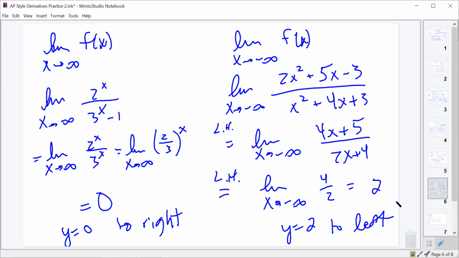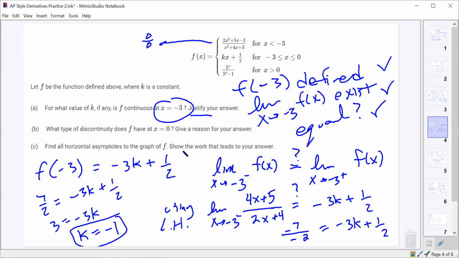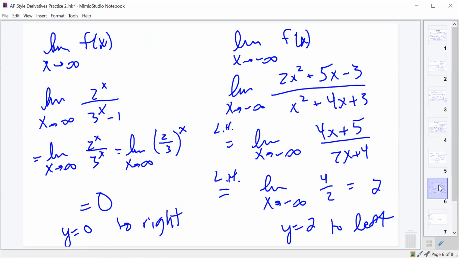Would the AP test accept it if we just knew that the asymptote was 2 because all the other terms go to 0? No, they want you to show some work. Show the work that leads to your answer. So yeah, you gotta do something.